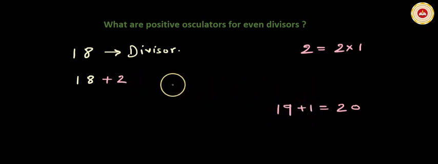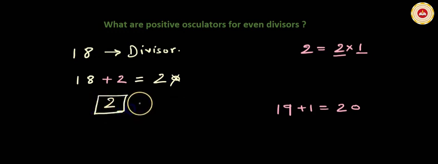Just like that, when we calculate positive osculators for even divisors, especially for divisors which contain 8 in the units place, then we add twice the ekadhik. See, this 2 is twice the ekadhik, 2 times ekadhik. We get 20. Now neglect this 0, write 2. This 2 is the positive osculator for the given divisor 18.